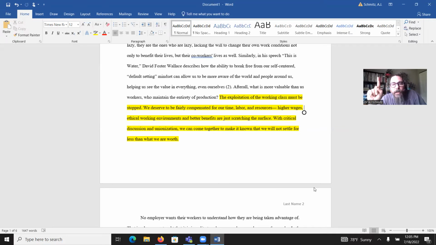With critical discussion and unionization, we can come together to make it known that we will not settle for less than what is worth. So now this whole thesis identifies a problem, the exploitation of the working class.